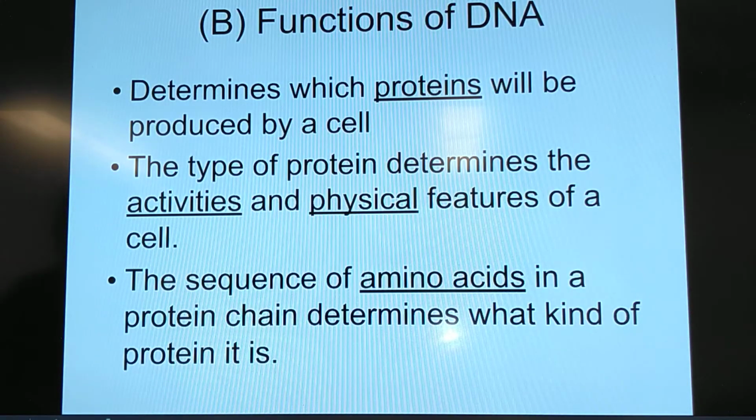Functions of DNA. DNA determines which protein will be produced by a cell. The type of protein determines the activity in the physical function of the cell. We talked a lot about proteins when we talked about the macromolecules. We said proteins are what give you your eye color, your hair color. They determine the shape of the hemoglobin in your blood cells. They determine whether you're type A blood, type B blood, type O blood, because it's the proteins on the surface of those blood cells. Every function in your body is pretty much controlled by a protein.